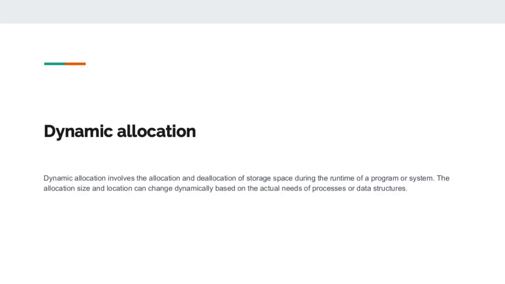Dynamic allocation involves the allocation and deallocation of storage space during the runtime of the program or system. The allocation size can change dynamically based on the actual needs of processes or data structures.